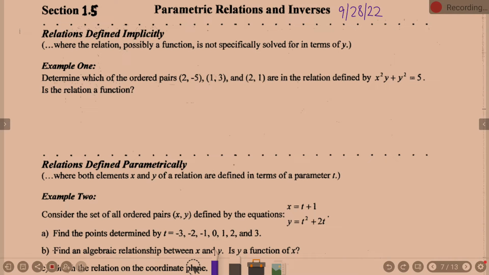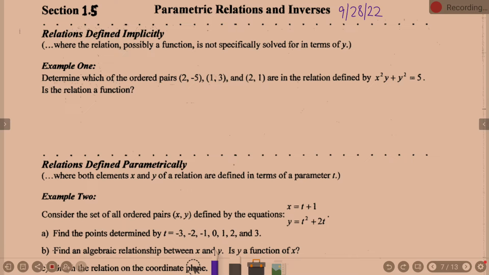1.5 is parametric relations, which is something new for my Algebra 2 students, because I don't think we've talked about parametric relations. I think that comes up more in pre-calc and calc. And then inverses, which you've definitely talked about some. We're going to keep talking about inverses, so those aren't brand new.